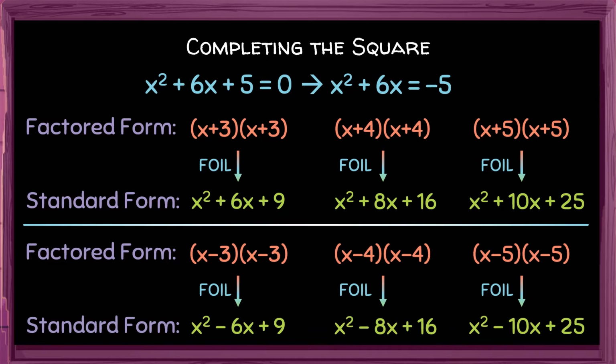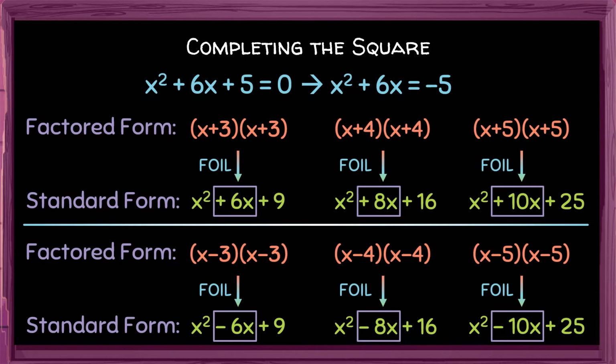These are all perfect square quadratics. On the top, we have x plus 3 squared, x plus 4 squared, and x plus 5 squared. On the bottom, we have x minus 3 squared, x minus 4 squared, and x minus 5 squared. When we FOIL them, pay attention to the number of x's in each quadratic. It's always different. No 2 equations give us the same number of x's. In other words, no 2 equations have the same b value.